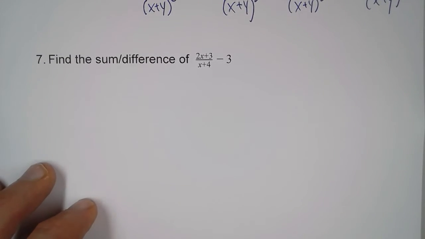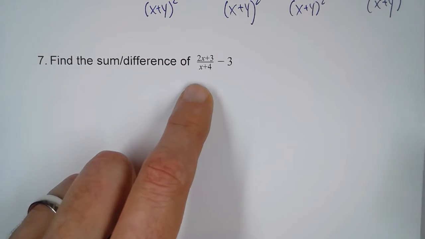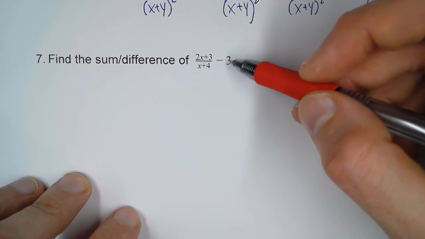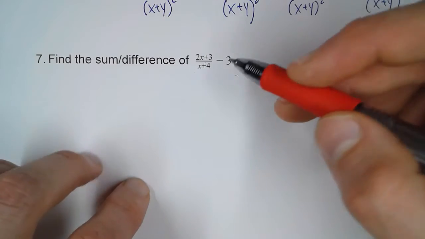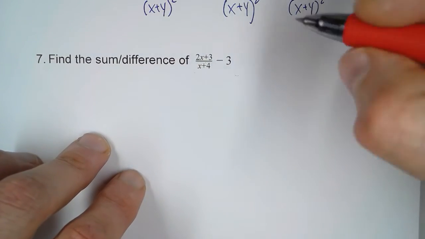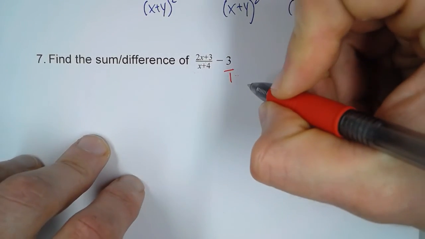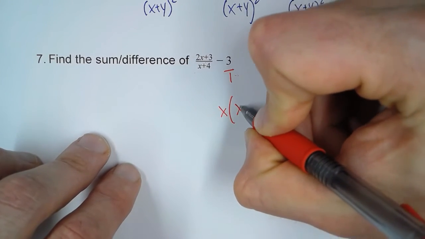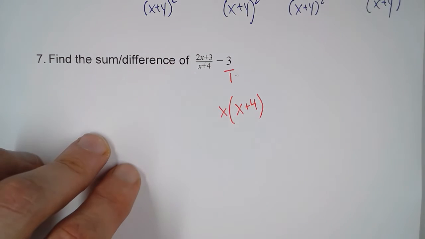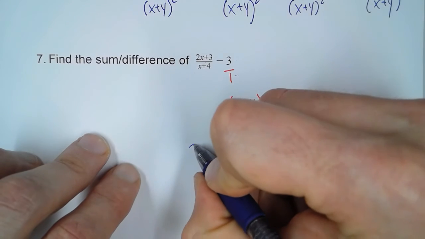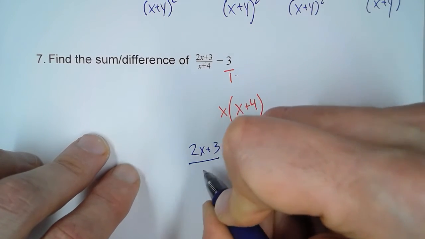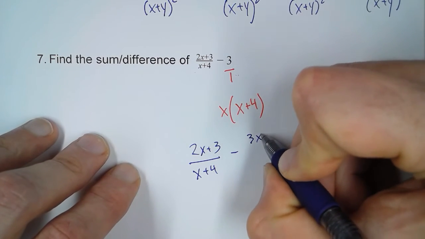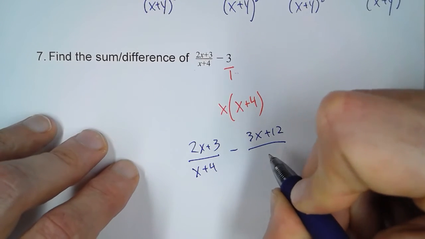For number 6, this one is similar to an earlier one where we had a rational expression and an integer. We're going to do the same thing that we did here. This has a denominator of x plus 4. Think of 3 as having a denominator of 1. So we need to multiply this by the quantity x plus 4 on the top and on the bottom. So 2x plus 3 all over x plus 4 minus, it's going to be 3x plus 12 all over x plus 4.